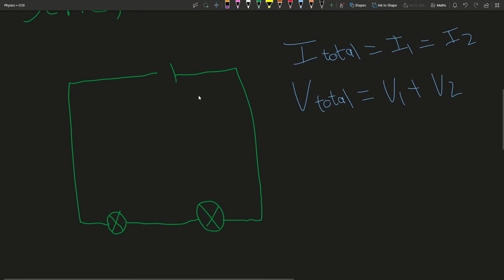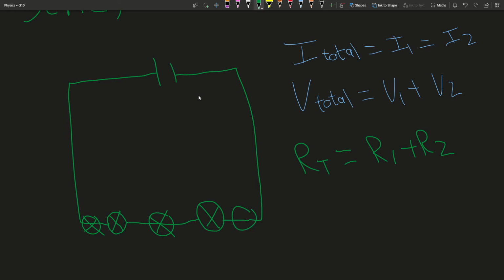Okay. Finally, calculating your resistance in a series circuit is very simple. It's just your total resistance is equal to all of your resistors added together. So the more resistors you add, the higher the resistance will be.